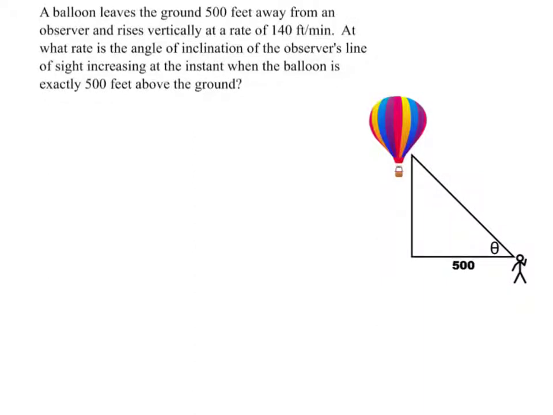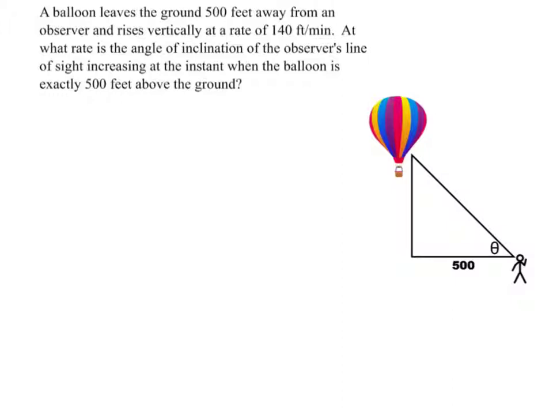In this video, I want to do a couple more examples of related rate questions. A balloon leaves the ground 500 feet away from an observer and rises vertically at a rate of 140 feet per minute. At what rate is the angle of inclination of the observer's line of sight increasing at the instant when the balloon is exactly 500 feet above the ground?